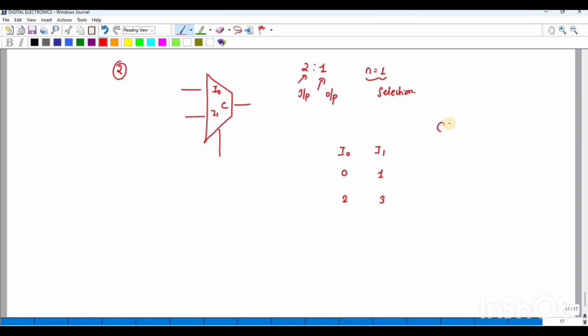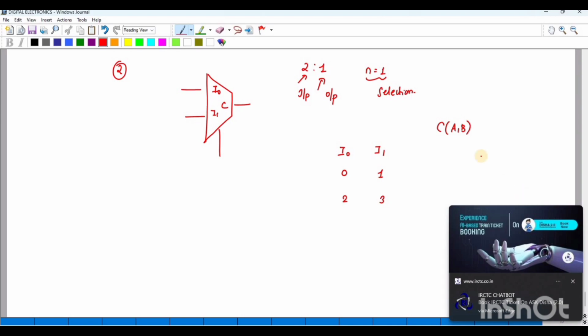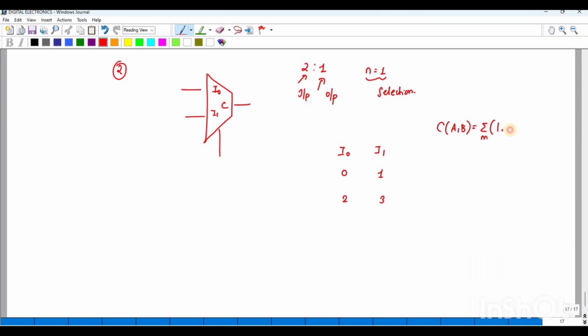So we know that C of A comma B is equal to summation M 1 comma 2. So you have to mark this is your 1 and this is your 2. Okay, so this is your A bar and this is your A. Since I have only the circle in the second row and first column, what is the value of this one? This is nothing but A. Here it is A bar. Okay, so I have to substitute I0 is equal to A and I1 is equal to A bar.